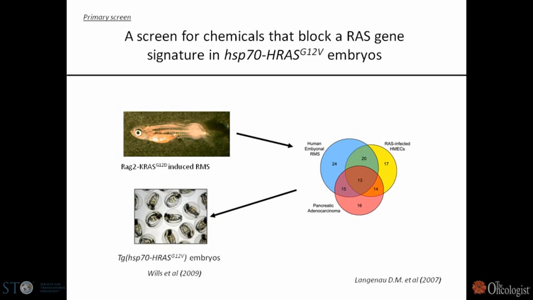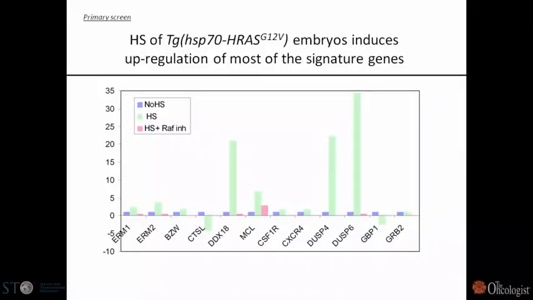And we then wanted to see if this was relevant to development, and we had a fish that has the heat shock promoter driving HRAS. And so you could heat up the fish, and RAS would get activated. And we took some of the genes from our RAS signature, and we studied their expression in the presence of this heat. So it would be activating RAS. And we found a number of genes that are significantly upregulated.